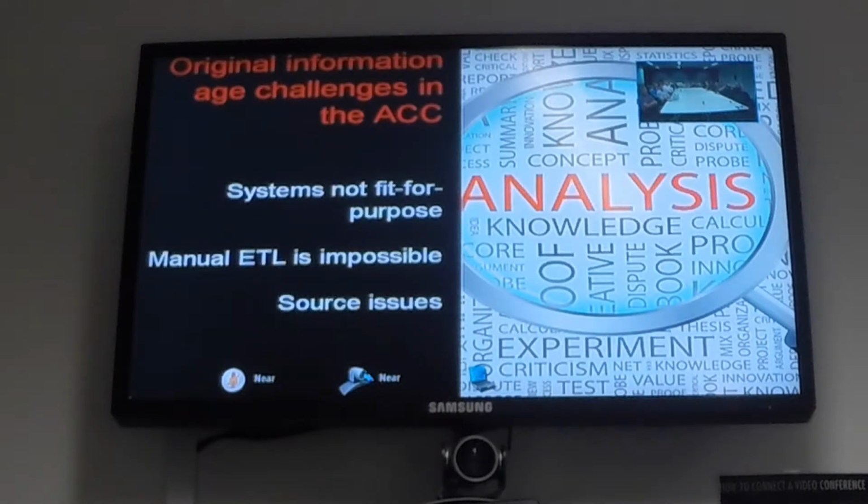What we had when we started Fusion were several systems that were far from fit for purpose. In fact, Microsoft Excel was probably the most common tool of choice here. We also were using a data warehouse, and we were cleansing data to get it in. And that was proving to be completely impossible, and I'll show you some examples of why. And we also had issues around sources.